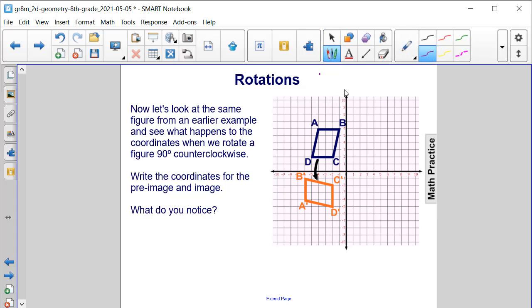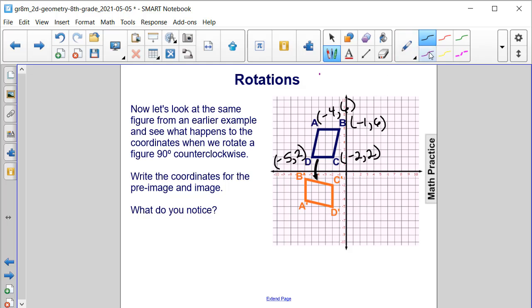So let's first start off by writing the coordinates of our original points. Point A is at -4, 6. So we're at -4, 6. Point B is at -1, 6. Point C is at -2, 2. Point D is at -5, 2.